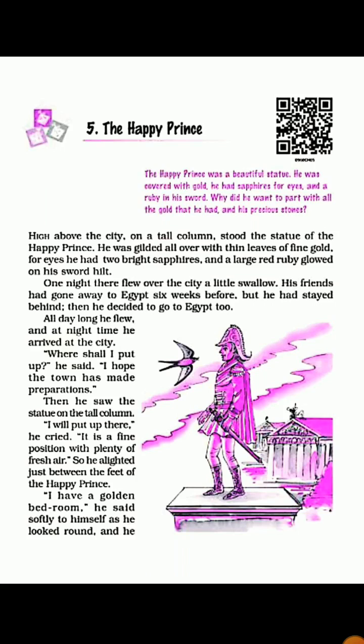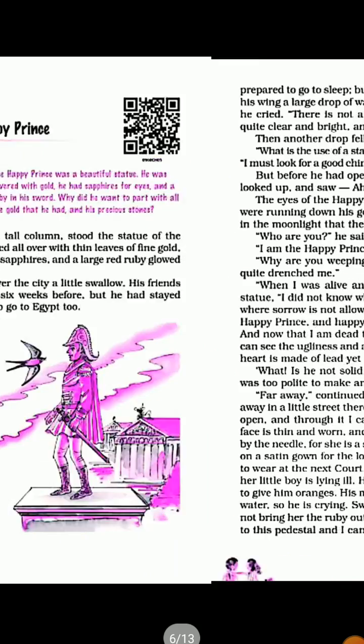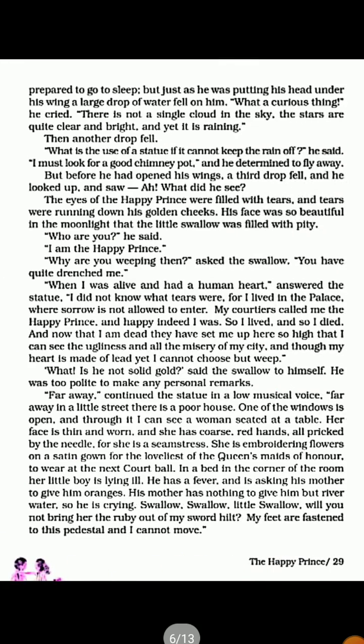On his sword hilt, a swallow saw the statue of the prince and alighted, means landed, between his feet for the night. He was flying to Egypt to be with his friends. Now what happens in the story is that, as he was going to sleep, a large drop of water fell on him. The swallow was amazed. There was no cloud, yet it rained.